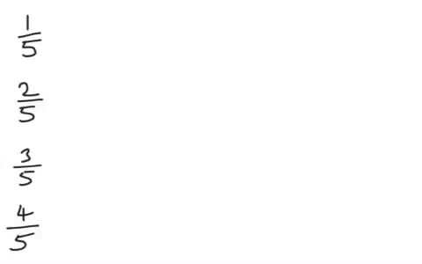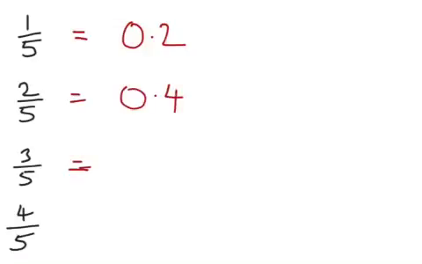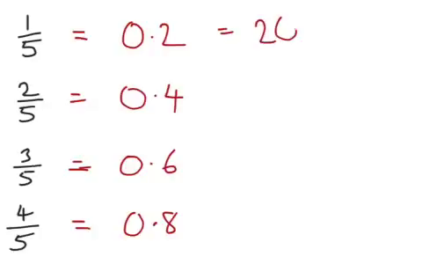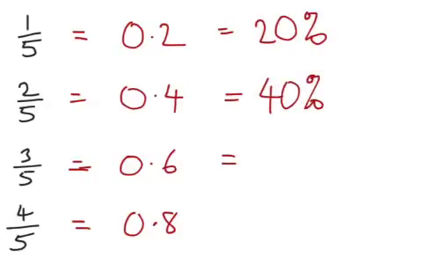Fifths, we should know all our percentages and decimals for fifths. 1/5 is 0.2. So 2/5 is twice that, 0.4. 3/5 is 3 times 0.2, which is 0.6. And 4/5, 0.8. And likewise in percentages, 1/5 is 20%. 2/5 is 40%. 3/5 is 60%. And 4/5 is 80%.